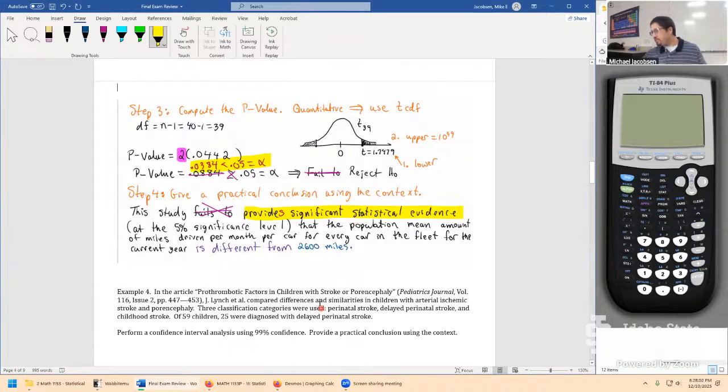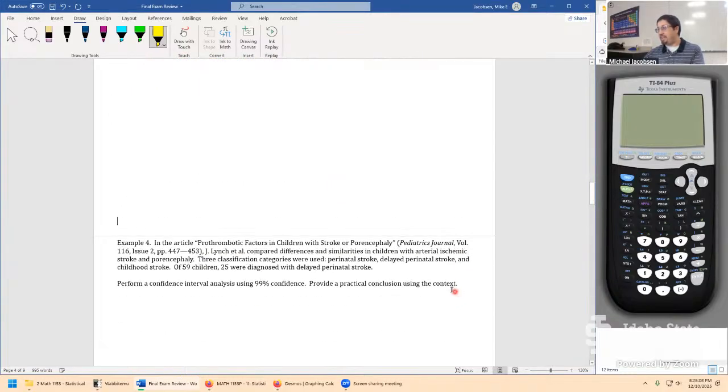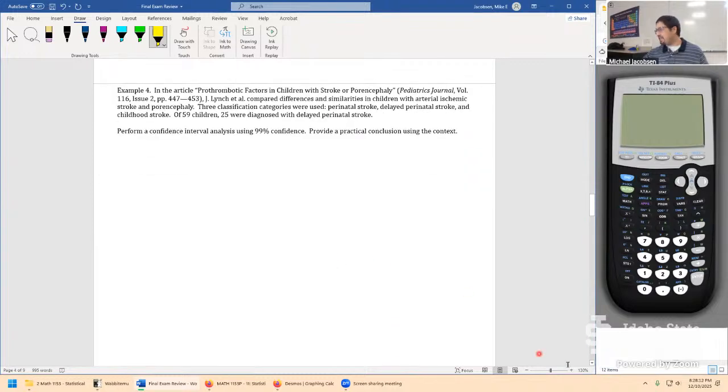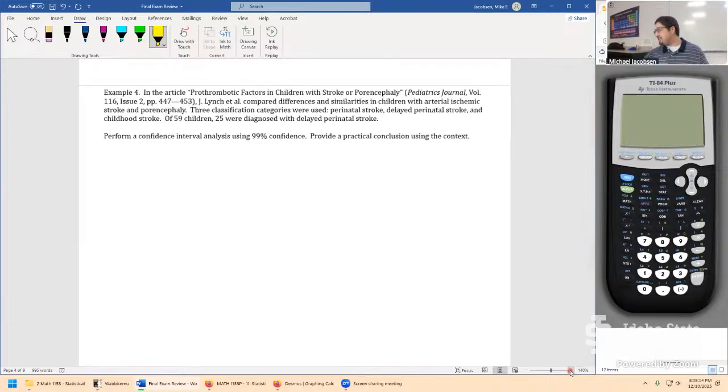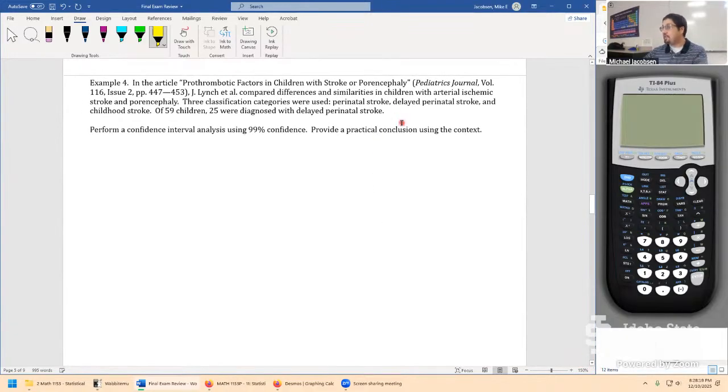Okay, well, I don't think we have enough time to complete example 4, but we can tear it apart and get started on it, giving us a bit of a head start on tomorrow's review. This one's real data, and it looks like a pretty serious, heavy situation we're dealing with. It says in the article, prothrombotic factors in children with stroke or porencephalopathy. Not sure I'm pronouncing that right.